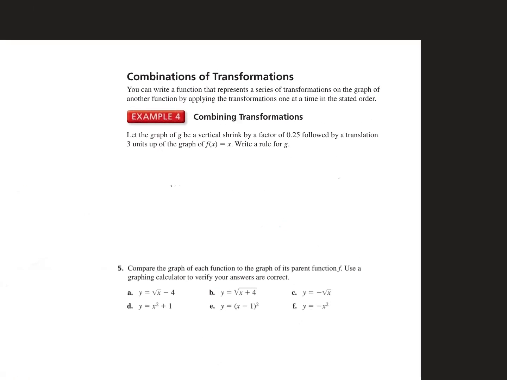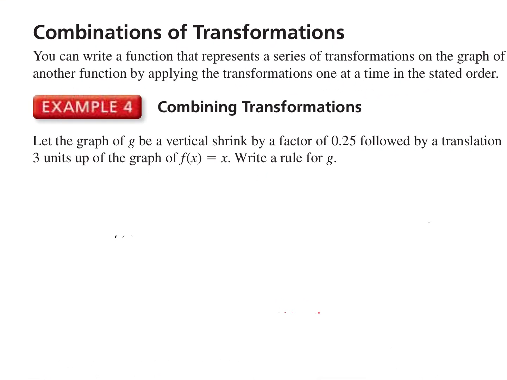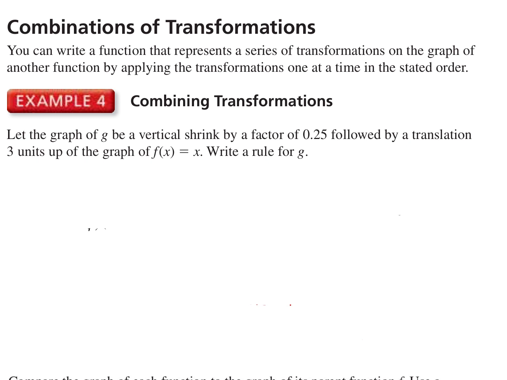All right, next we're going to be combining transformations. So we're going to be applying more than just one transformation to each question. When we do that, do it in the order that it tells you to apply the transformations. So in example 4, it says let the graph of g be a vertical shrink by a factor of 0.25. So let's apply that first. Vertical shrink by 0.25. We're applying that to our function x.